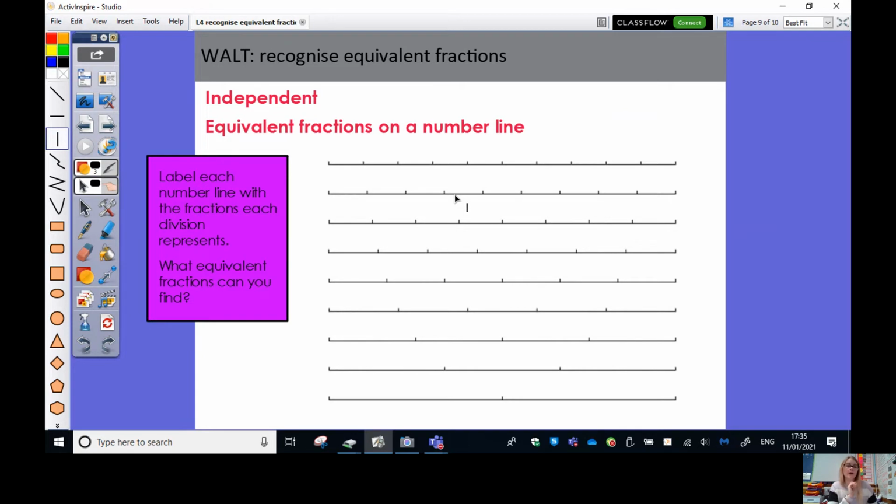So if you can't print it at home, what I would like you to do is just talk it through with someone at home or on your own and think about what labels you would use, and then you can have a look at the screen and see if you can work out where some of the equivalent fractions would be. We are going to go through it together as well, so it'll make it a bit clearer.